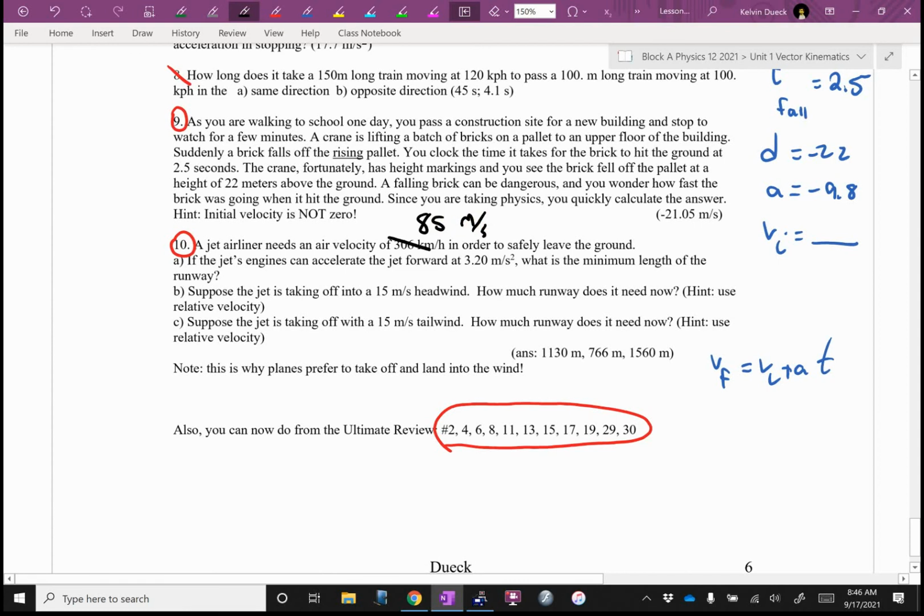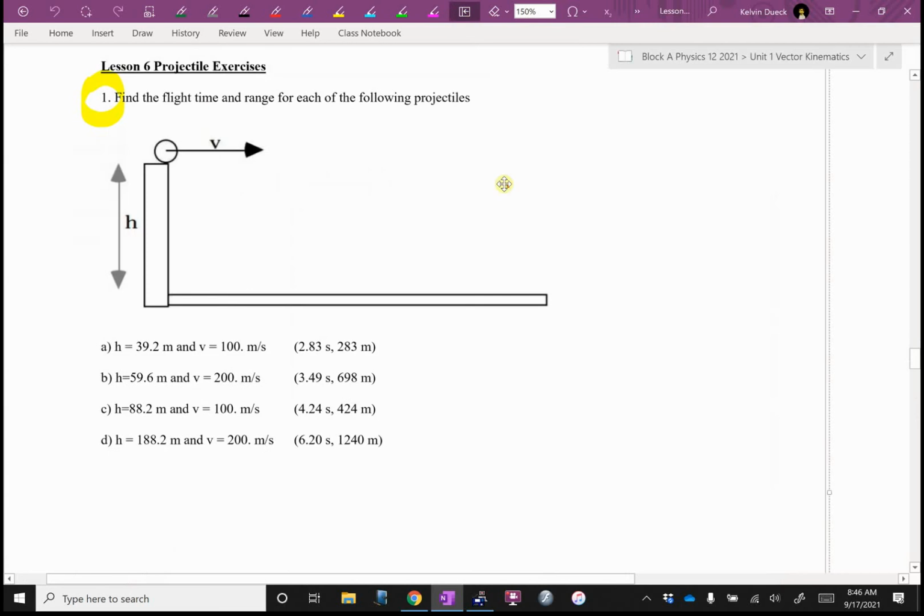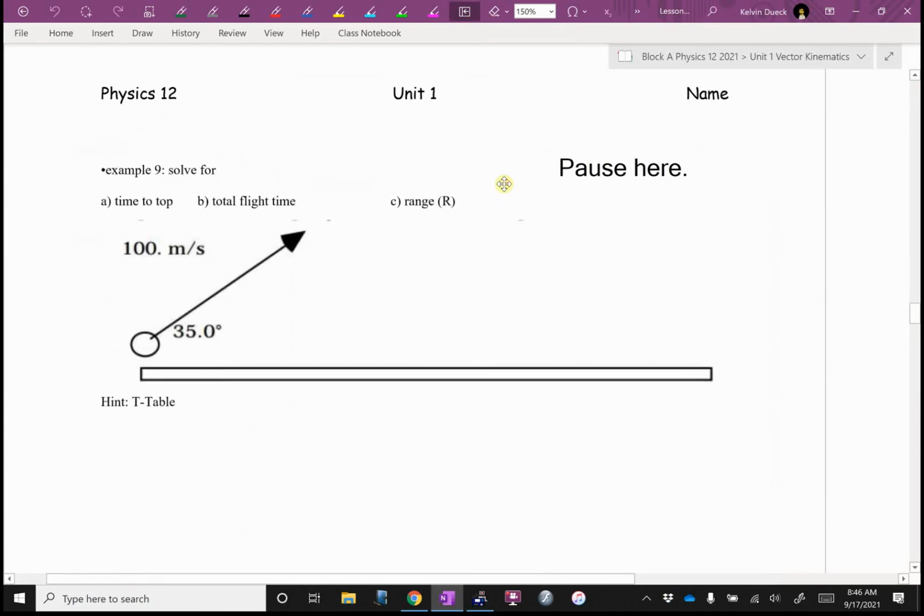Does anybody want me to do number 10 that they tried and couldn't get? Then could you please get out where we left off last day? Lesson 6. And we got to example 9.